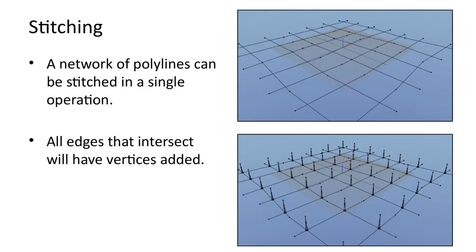In this example, we generate a set of polylines and stitch them in a single operation. The function will find all intersections between all edges, and will insert new welded vertices at these points of intersection.